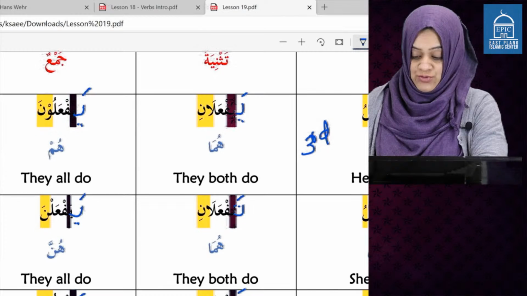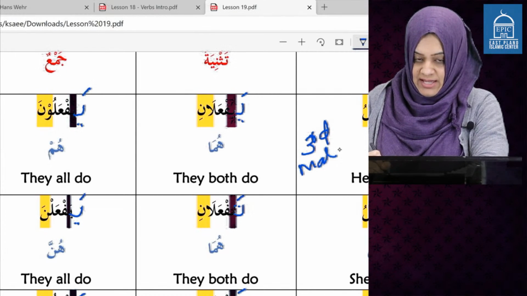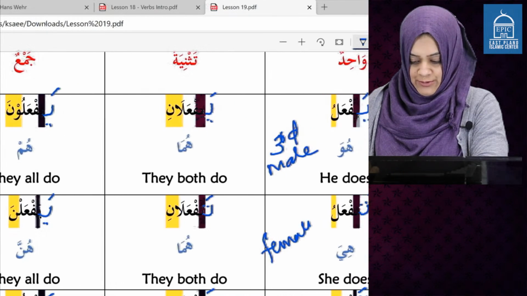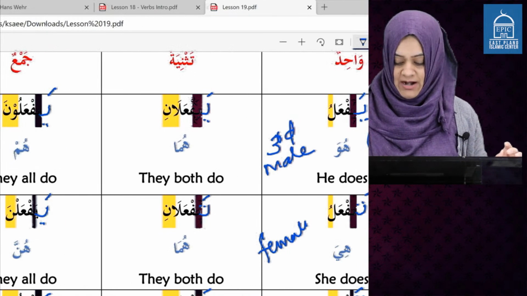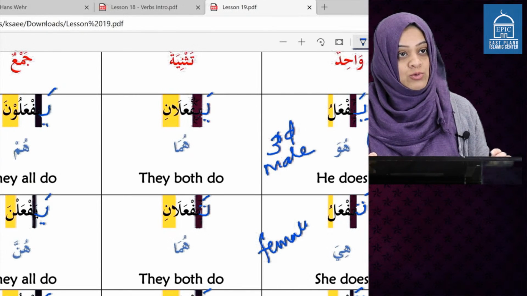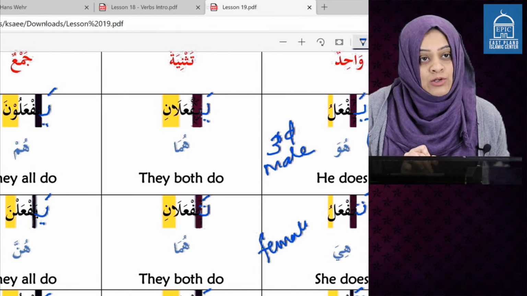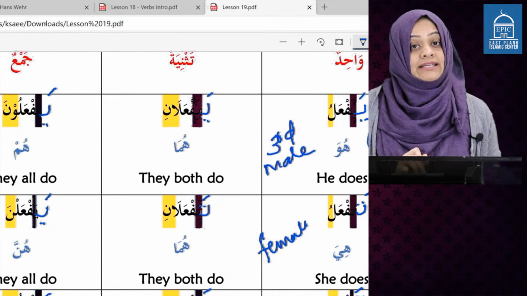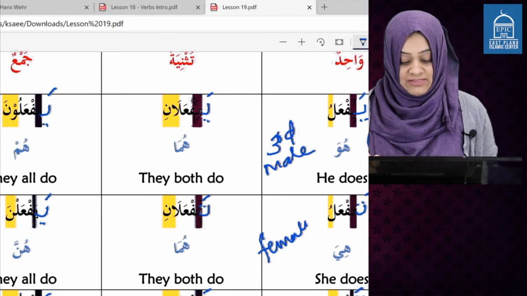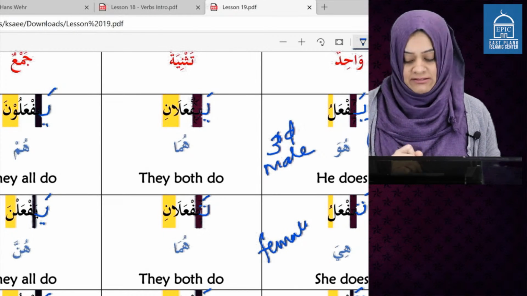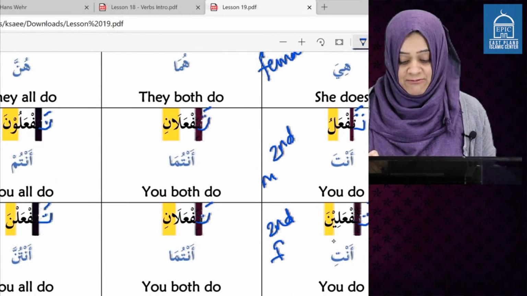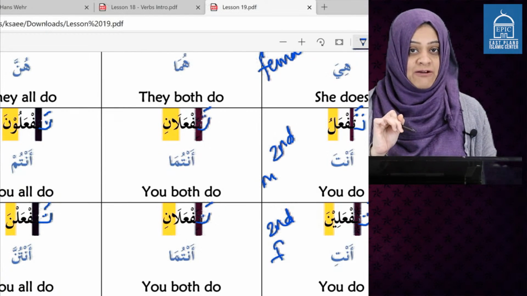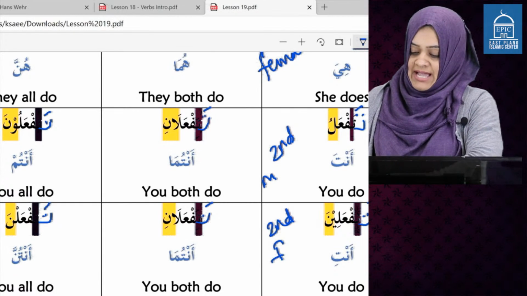Now let me quickly read it for you. This is male and then this is female. So you have yaf'alu, yaf'alani, yaf'aluna, okay? Then you have taf'alu, taf'alani, yaf'alna. Then you have taf'alu again, taf'alani, taf'aluna, okay? Taf'alina, taf'alani, taf'alna. And then af'alu, naf'alu, naf'alu. Okay? Again, let's do it.